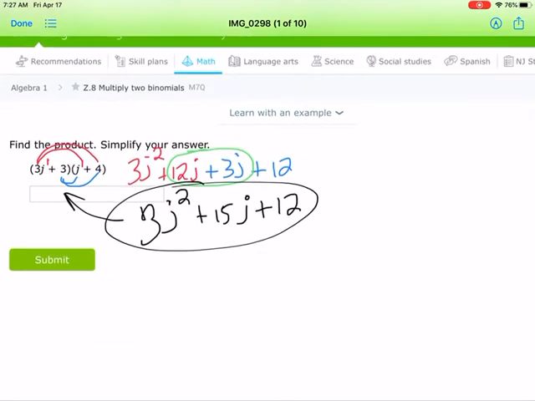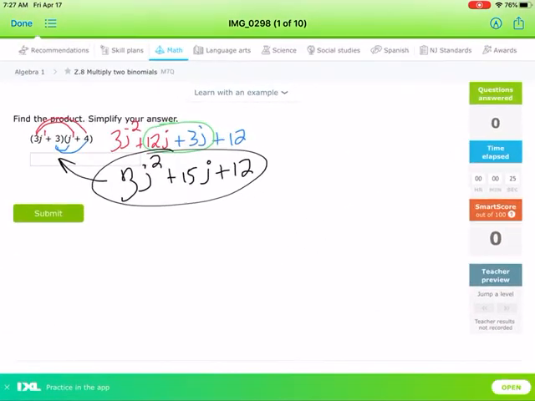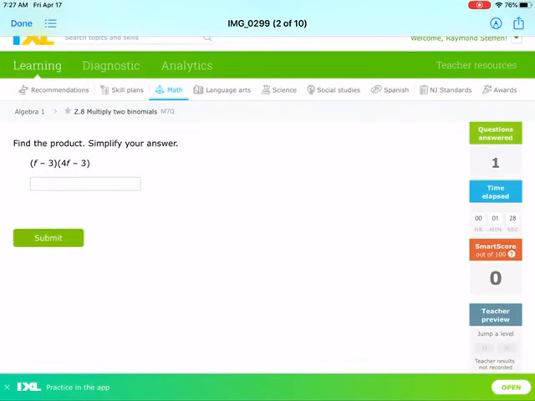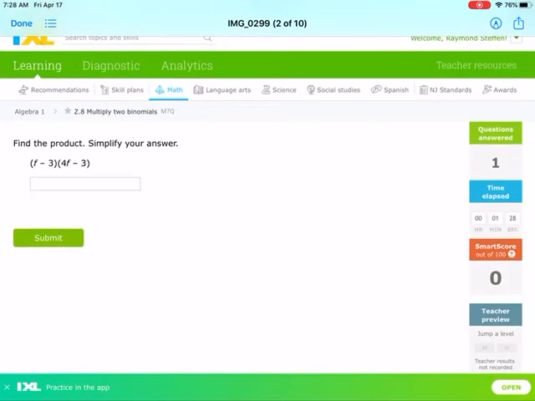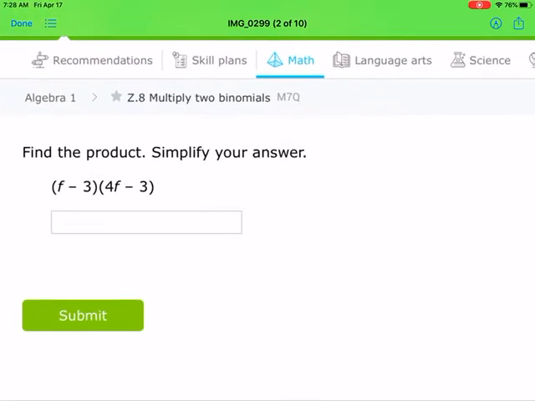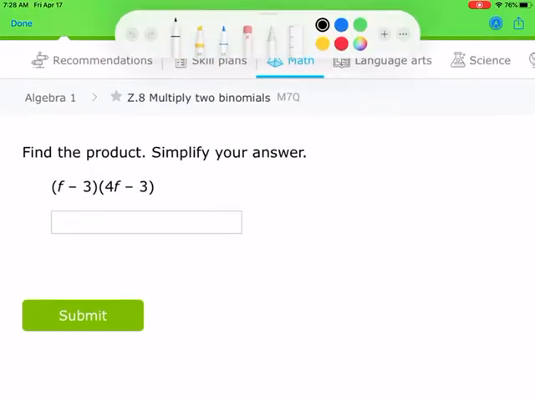Alright, next one we got here. Multiply binomials. Alright, so there's only one level here. It's literally just multiplying two binomials. So let's do a few examples here. There's no different difficulty levels in this one. So same exact thing. Distribute both of those things, add the powers if it's variable, and just multiply if it's numbers.